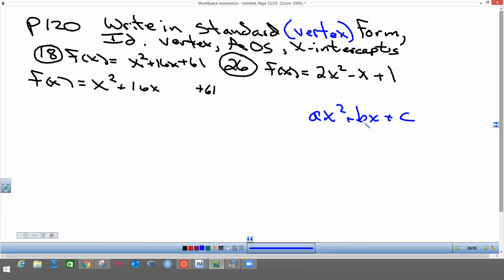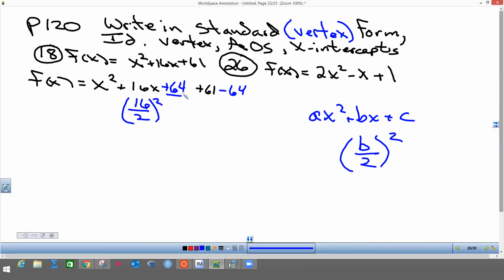So the first thing you're going to do is take half of whatever b is, b divided by 2, and you are going to square that. And we're going to add this number here and here. So right here, I'm going to take 16 divided by 2 and square that. Well, 16 divided by 2 is 8, and 8 squared is 64. So I'm going to add a 64 right here. I'm adding 64 to complete the square. And over here, I have to subtract a 64, because whatever I add, I have to subtract to keep it equal.